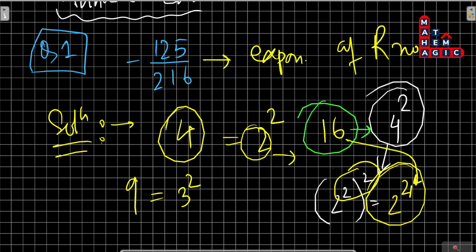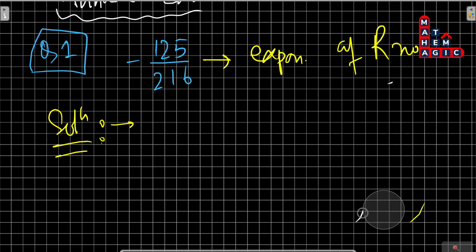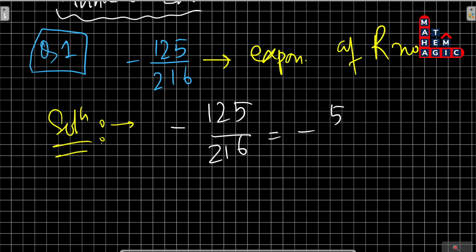Means it's expressed properly in an exponent form. I hope it's clear now, right? So now let us come back to the sum once again. The number was minus 125 by 216. As we all know, 125 is the cube of 5 and 216 is the cube of 6. So if I write it in the rational number form now, it's minus 5 by 6 whole to the power 3.